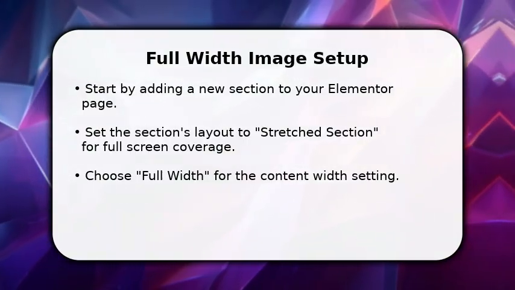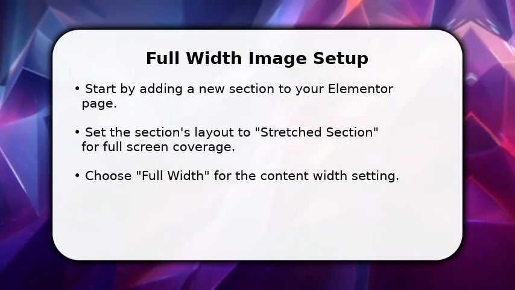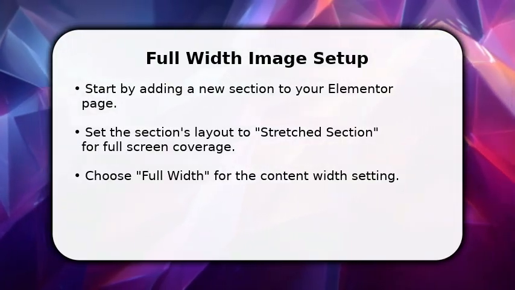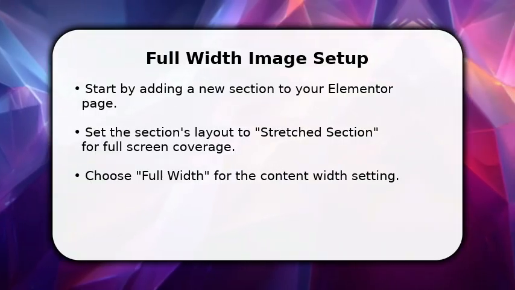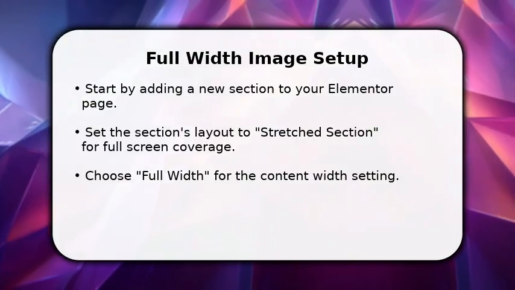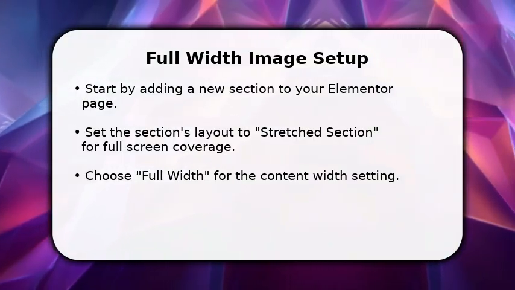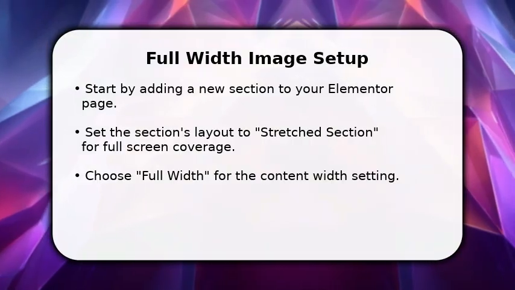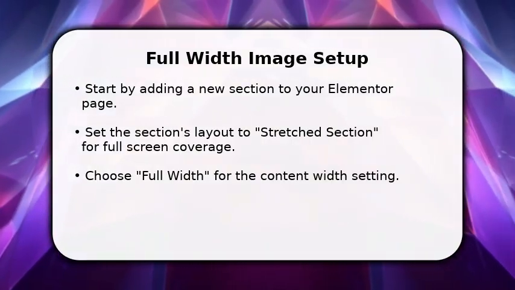First, add a new section to your page. Navigate to the section's layout settings. Set the layout to stretch section to ensure it spans the entire viewport. Then, change the content width option to full width. This initial setup is crucial for achieving a truly edge-to-edge image display.